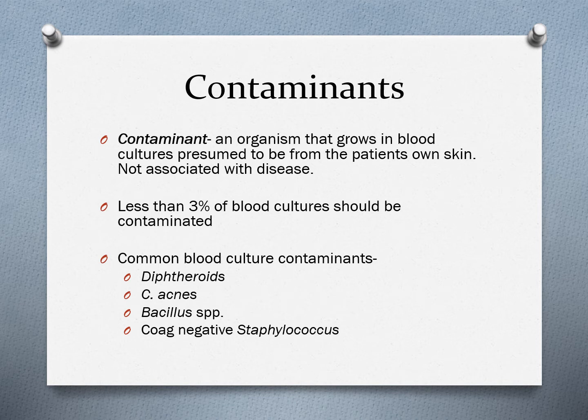Anytime we're doing blood cultures, we always want to reduce the risk of contaminants. And contaminants are usually organisms on the skin that contaminate your blood culture bottles. A contaminant is an organism that grows in blood cultures presumed to be from the patient's own skin and not associated with disease. Less than 3% of blood cultures should be contaminated. Okay, so the other 97% should grow out the potential pathogen more than anything else. Now, sometimes the organisms on the skin can be a contaminant, and some common organisms that can be contaminants would be things like diphtheroids. Those are our gram-positive rods.